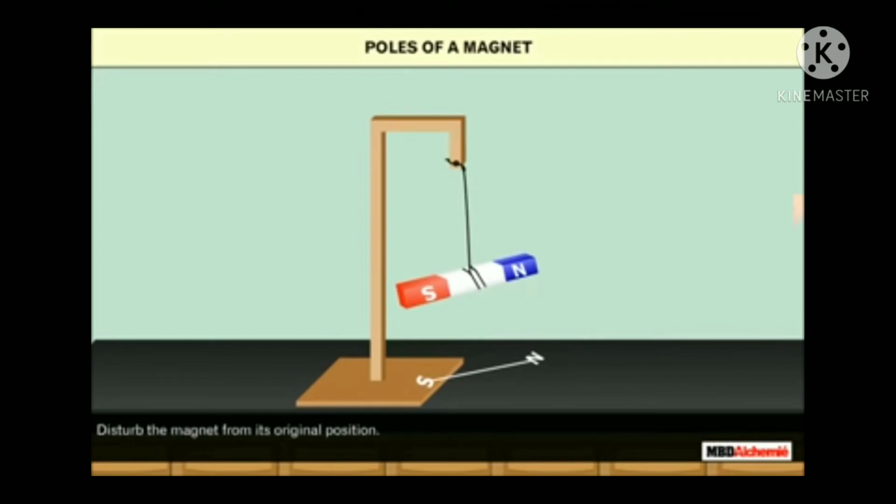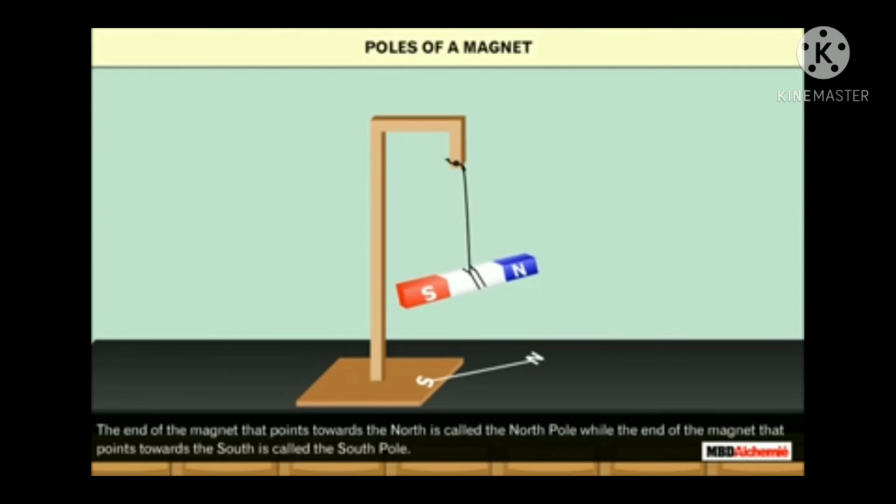Now join both the ends by drawing a line. Disturb the magnet from its original position. It can be observed that the magnet rests in the same position again. The end of the magnet that points towards the north is called the north pole, while the end of the magnet that points towards the south is called the south pole.